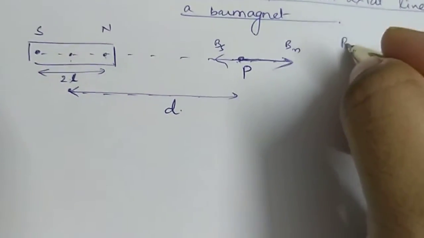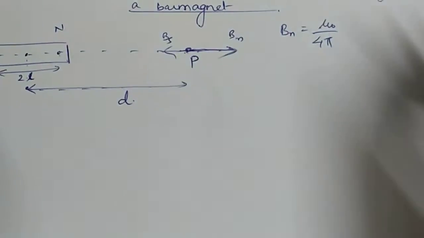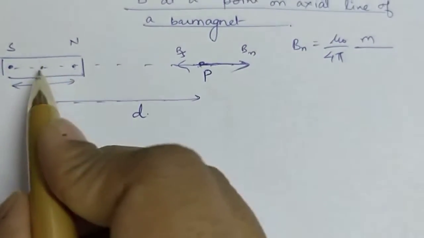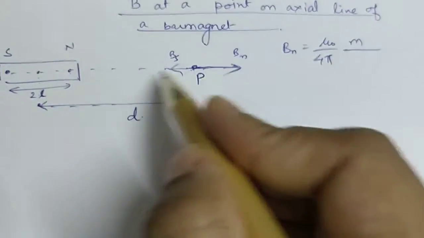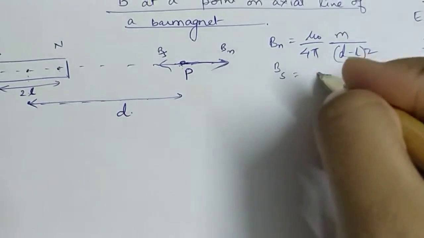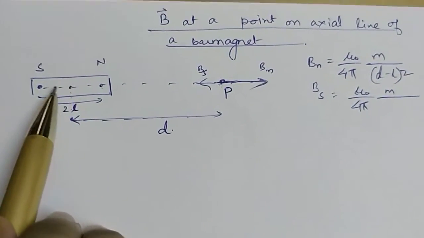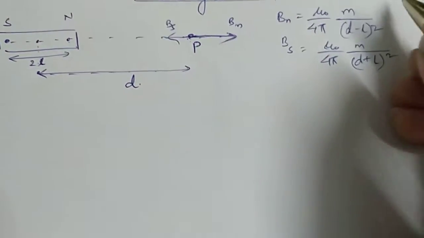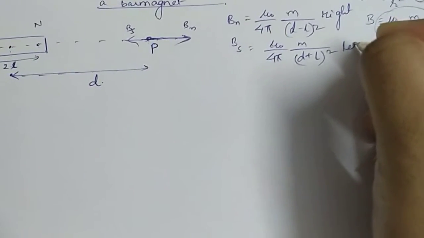So here the magnetic field due to the north pole will be mu naught by 4 pi, m by this distance square. This is 2L, half of it is L, so the distance from here to here is D minus L, so D minus L square. Similarly, Bs will be mu naught by 4 pi, m upon, from here to here it is D and this much is L, so D plus L square. This is directed towards the right and this is towards the left.